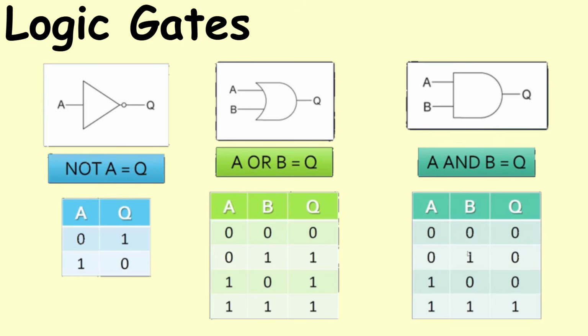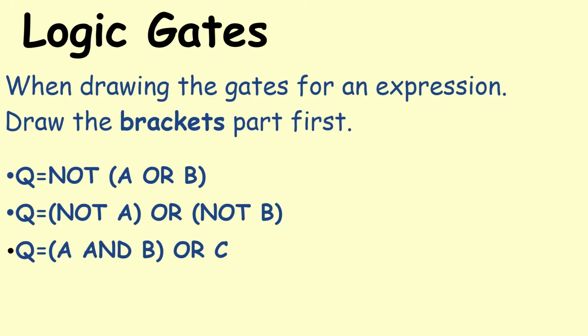A could be 0, B could be 1, but we'll still get a 0 coming out. The only time we get a 1 coming out is if they are both a 1. And we can draw logic gates combined together. So just as a tip on this, when drawing the gates for an expression, draw the brackets part first.